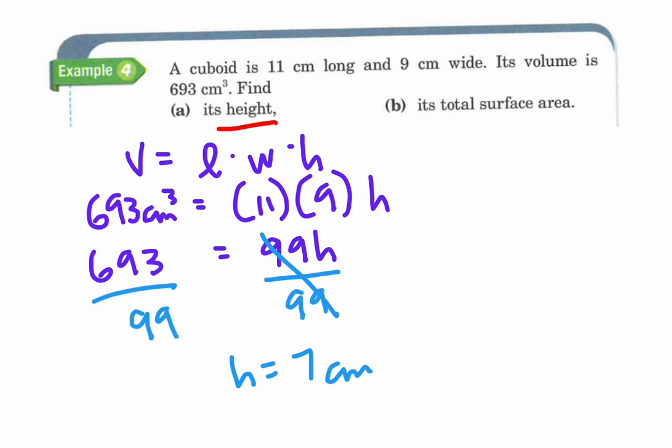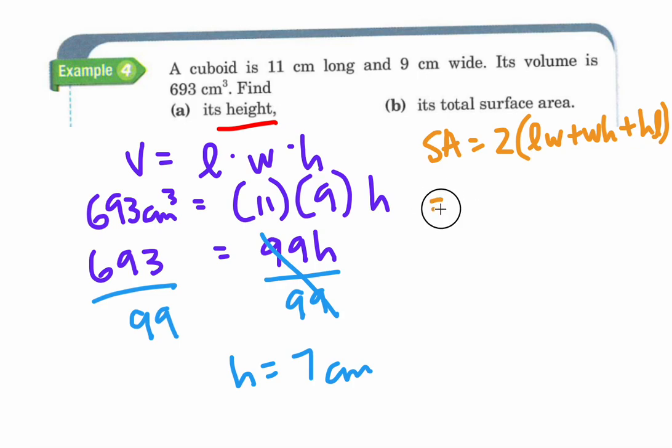Now part B, find its total surface area. We're talking about a cuboid here. So total surface area would be equal to 2 times length times width, plus width times height, plus what are we missing here? Height times length. We're going to take all those areas, add them together, and then multiply by 2.